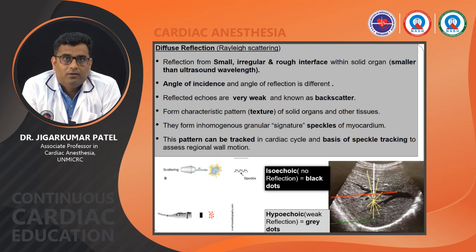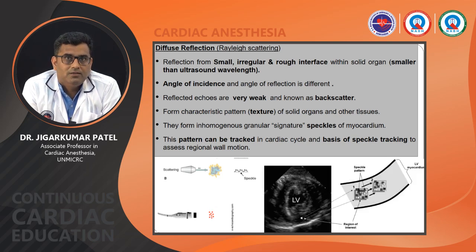So when a sound wave travels in the tissue, and if it gets to a highly reflective surface, like you can see in the image, there is a diaphragm which is at 90 degrees to the beam, and you will get a strong reflection, and it is hyperechoic. So here the angle of incidence and angle of reflection are similar, so it is an angle dependent reflection, and the interface should be bigger than the ultrasound wavelength, so it will reflect properly.